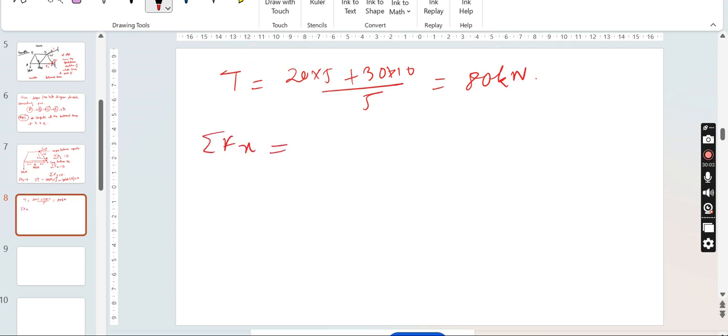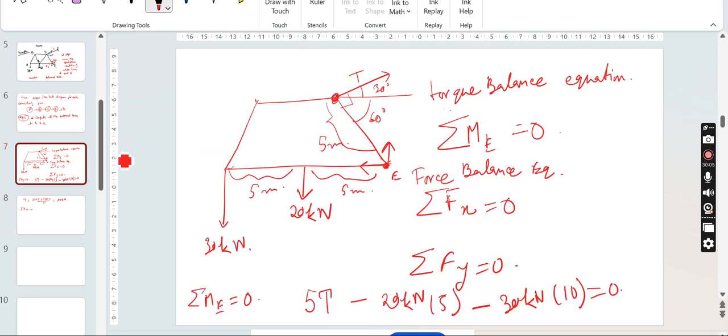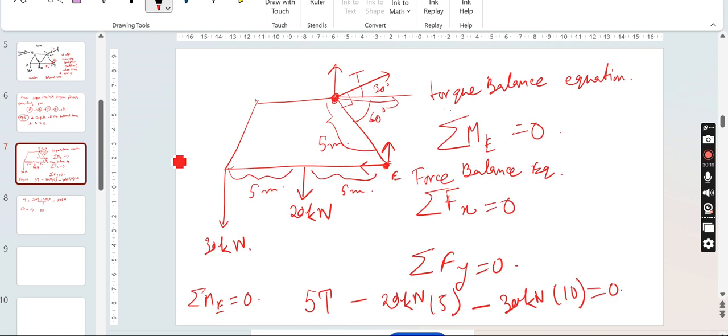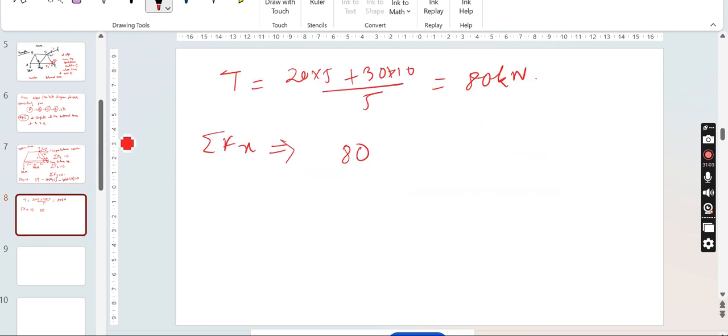And Fx is the x component. This weight doesn't have any x direction component. So here the system is this truss, and we are computing the external force acting on the truss. From this point, the T component is in the negative x direction, and the Ex component is in the positive x direction.